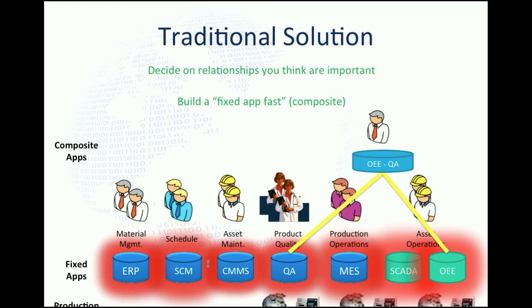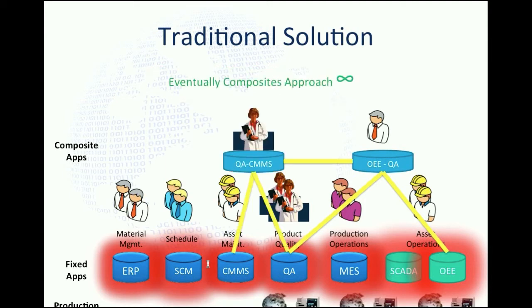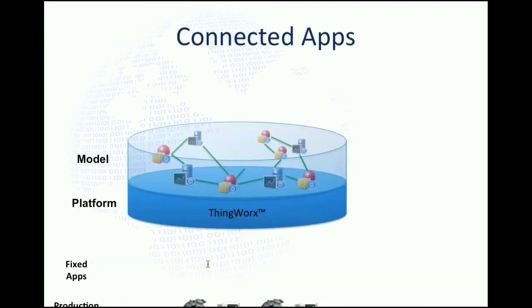So what you do is you build what we call a fixed app fast, which are also known in the industry as composite apps. Two of the founders of ThingWorx had built a company that built the first manufacturing composite application platform. So we actually know a lot about this space. But as you go on, eventually you need to model every possible relationship. So the number of composites actually approach infinity, and you get into a very, very complicated infrastructure.